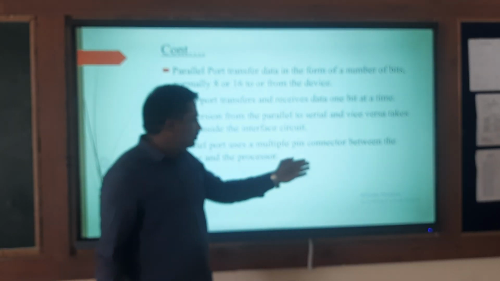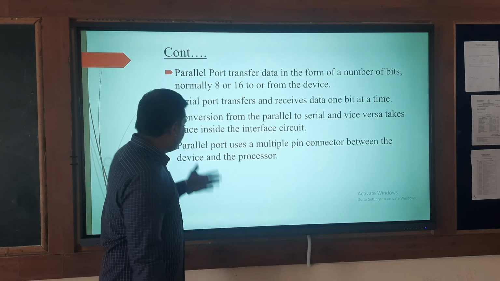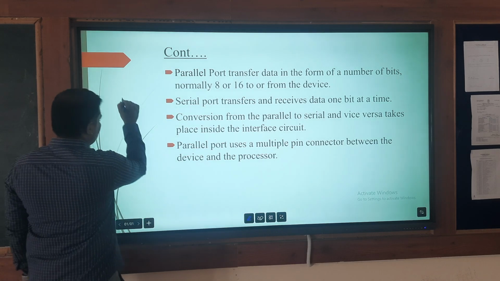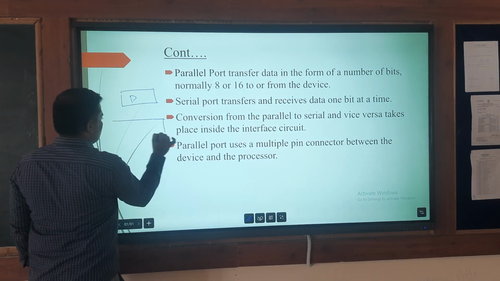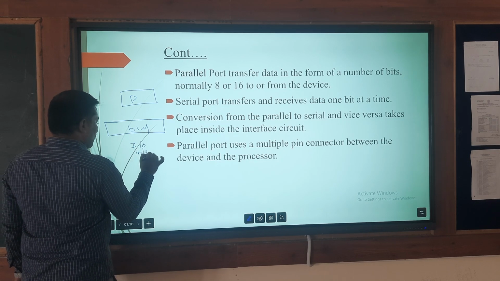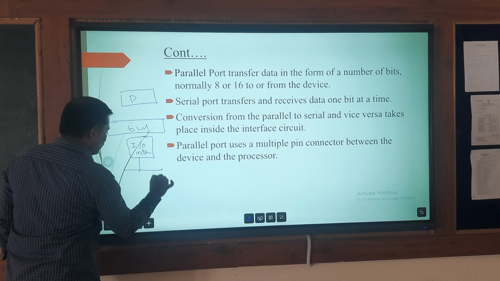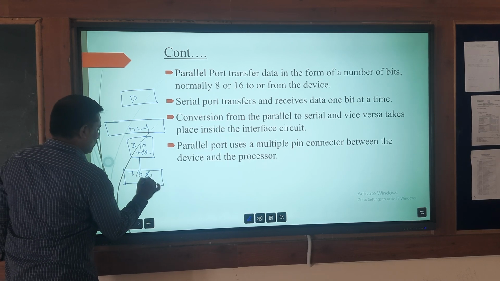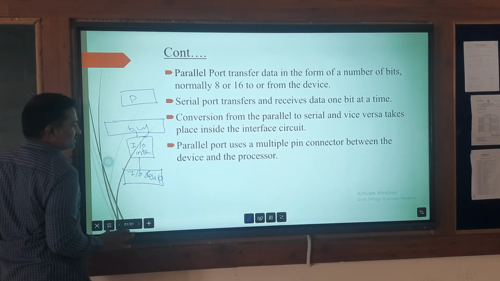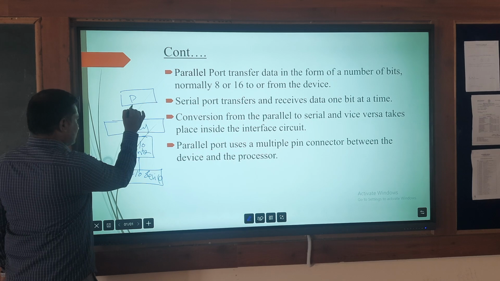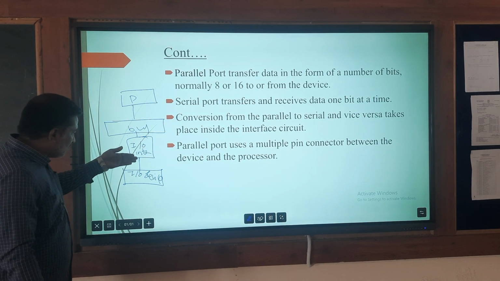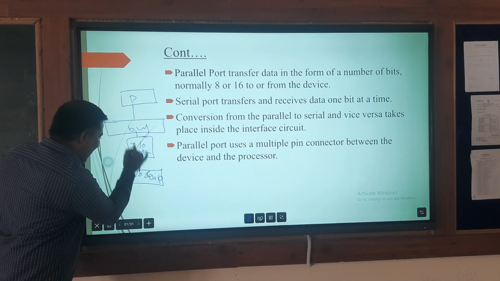Okay, the parallel port uses a multiple pin connector between the device and the processor. See my friends, here this is the processor and this is my bus, and by using the input-output interface circuit, I am going to interface the input-output device. Okay, so look at this. This is the interface circuit. One end of the interface circuit is towards the bus, and the other end is towards the input-output device. This side is known as the port side.